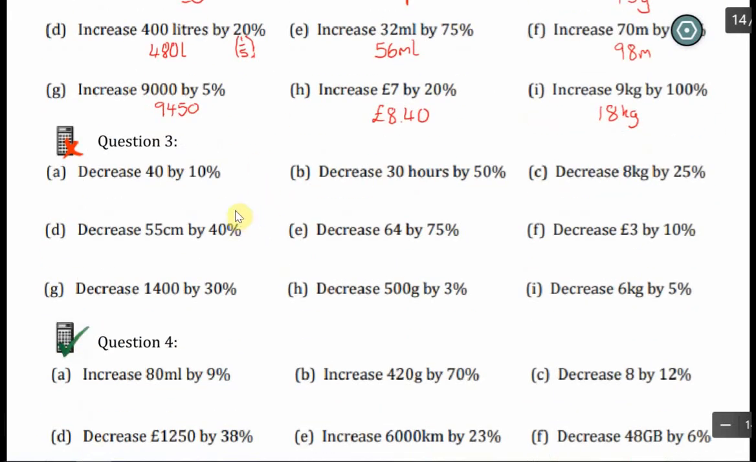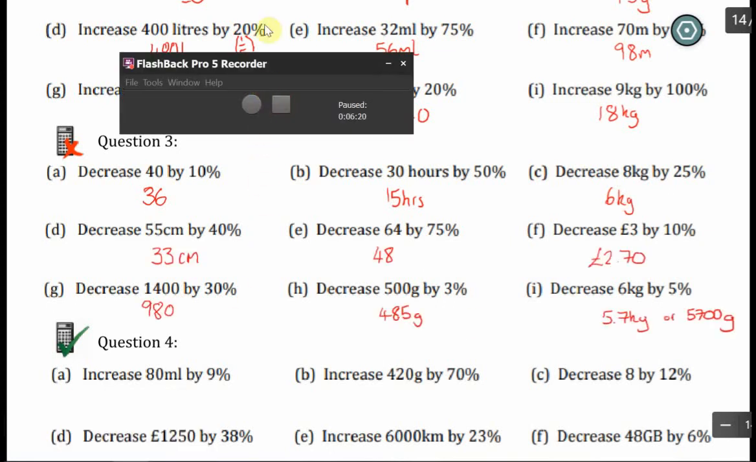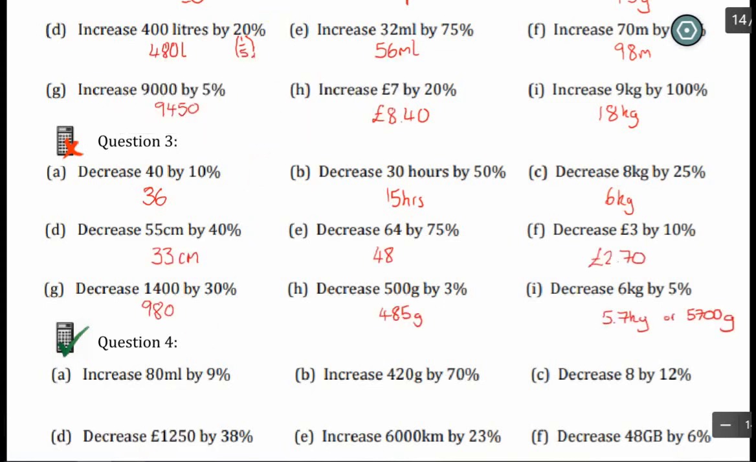Question 3 again, non-calculator, but this time decreasing, that's the only difference. So 10% of 40 would be 4, and when I take that away from 40, I'm left with 36. 50% is half of 30, so 15. If I take that away from 30 hours, I'm left with 15 hours. Try to give the units with each of these. 25% is a quarter. If I take a quarter off this, then I've got 3/4 left, so 6 kilograms, and so on. Pause the video and mark your work.